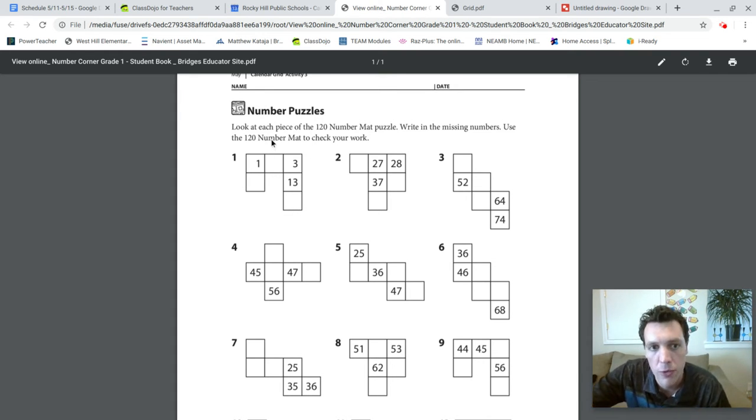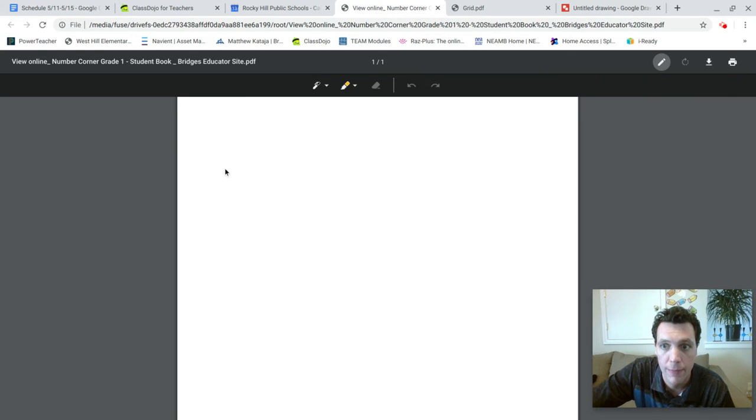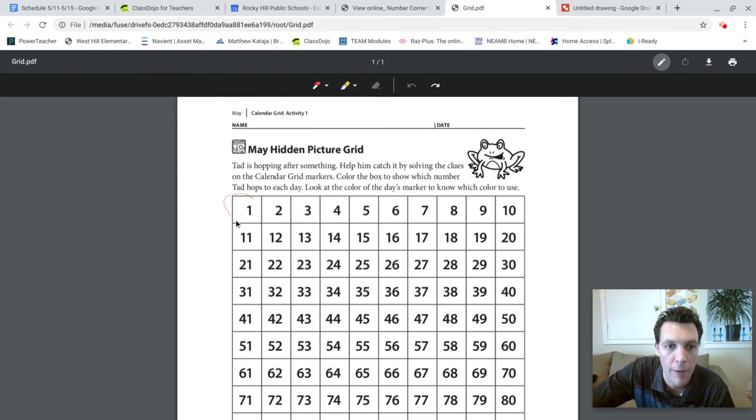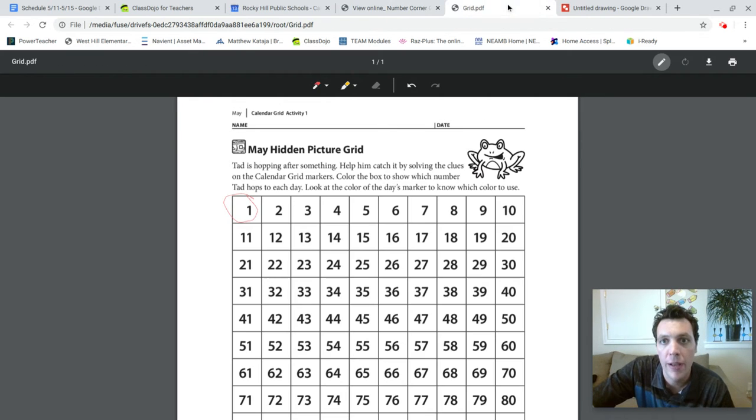So what you would do, let's look at number 1. You would find one of the numbers. So I noticed the first number is number 1, as my computer takes forever. My first number is number 1. Now I go to my 120 grid. I find the number 1. Okay, what comes after 1? Well, I know it is 2, but also I can see that on the grid.